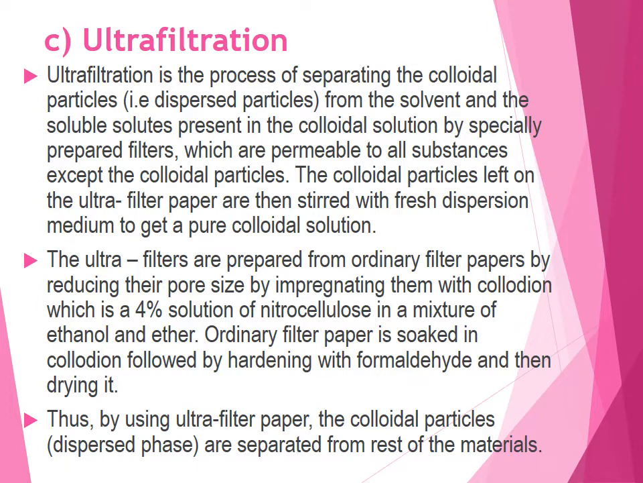The ultrafilters are prepared from ordinary filter papers by reducing their pore size by impregnating them with collodion, which is a 4% solution of nitrocellulose in a mixture of ethanol and ether. Ordinary filter paper is soaked in collodion, followed by hardening with formaldehyde and then drying it. Thus, by using ultrafilter paper, the colloidal particles or dispersed phase are separated from the rest of the materials.